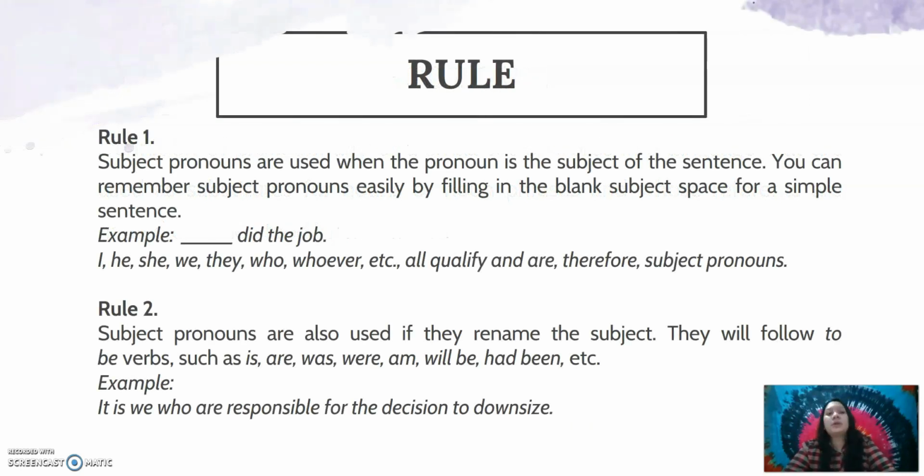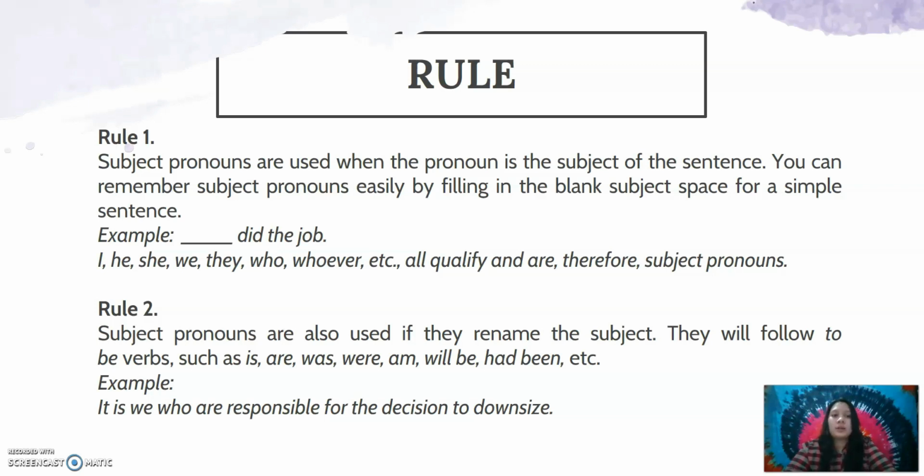Rule 1. Subject pronouns are used when the pronoun is the subject of the sentence. You can remember subject pronouns easily by filling in the blank subject space for a simple sentence. Example: blank did the job. I, he, she, we, they, whoever, etc. all qualify and are therefore subject pronouns.